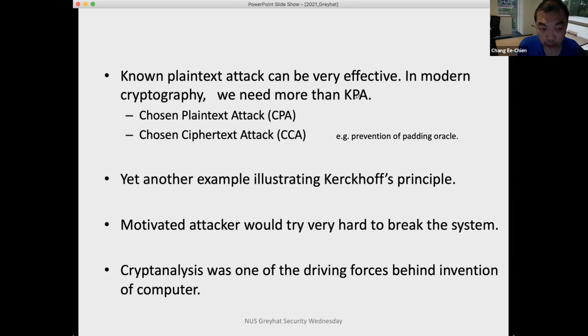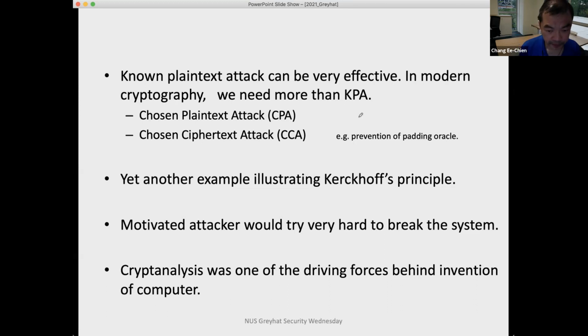In fact, we have to be concerned with chosen-ciphertext attacks. The attacker can choose a ciphertext and then there's an oracle to decrypt it. One famous example is the padding oracle. The padding oracle is a chosen-ciphertext attack. If we use an encryption scheme that is secure against CCA, then we don't have to worry about padding oracles.